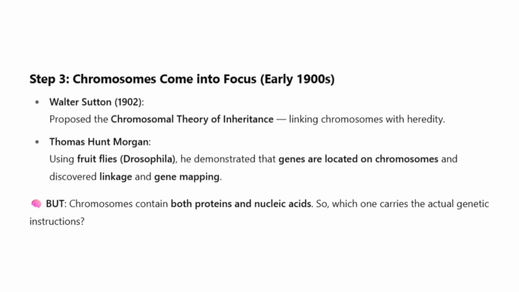Step 3: Chromosomes come into focus, early 1900s. Walter Sutton, 1902, proposed the chromosomal theory of inheritance, linking chromosomes with heredity. Thomas Hunt Morgan, using fruit flies, Drosophila, demonstrated that genes are located on chromosomes and discovered linkage and gene mapping. But chromosomes contain both proteins and nucleic acids. So, which one carries the actual genetic instructions?